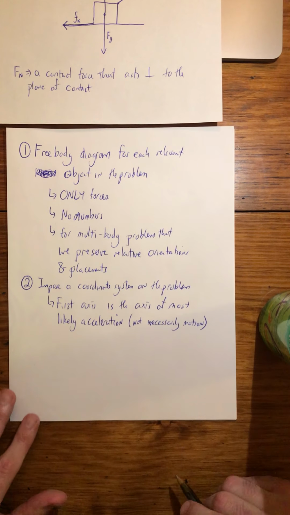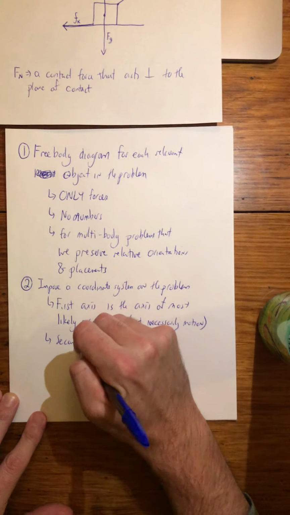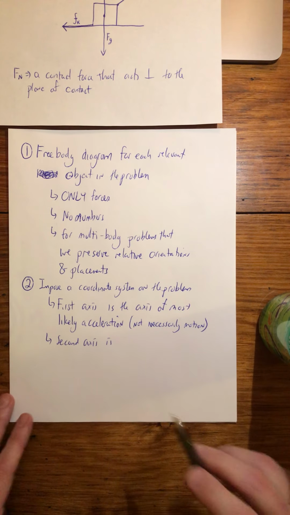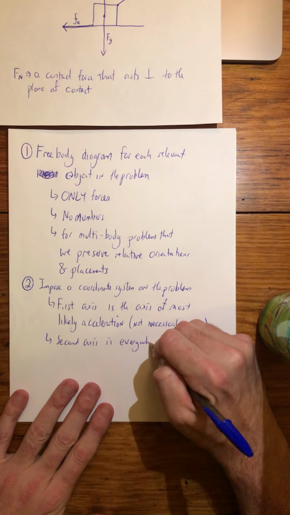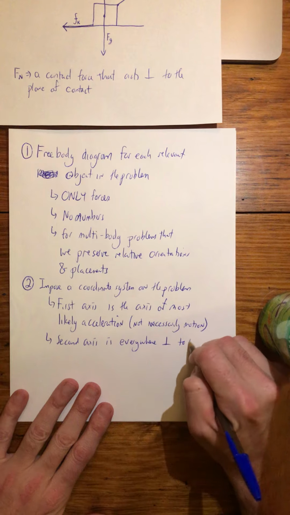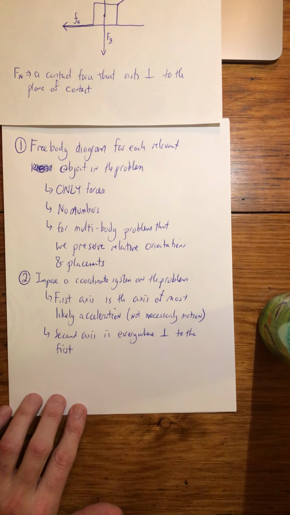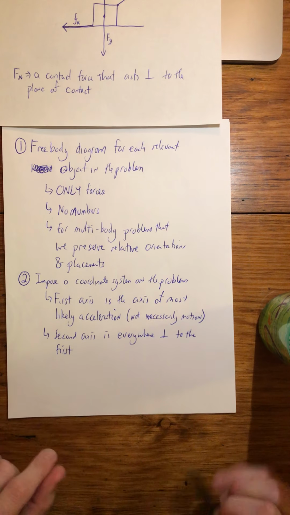Oftentimes those align, but not always. The second axis is, and this is going to be a weird phrasing for the present moment, but roll with it, everywhere perpendicular to the first. Okay? And for one body problems, not doing anything crazy, that's just going to mean that the second axis is perpendicular to the first. So we don't have to even worry about that everywhere notion, but that's going to come into play a little bit later.